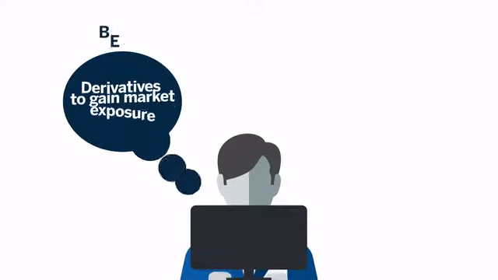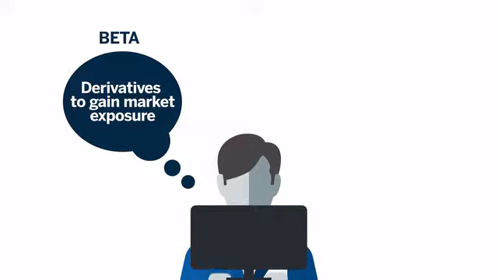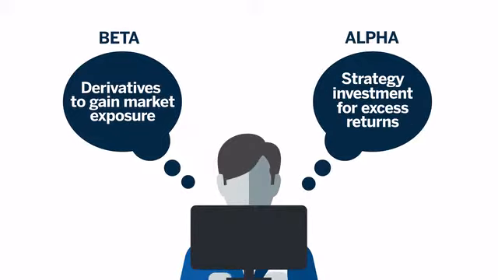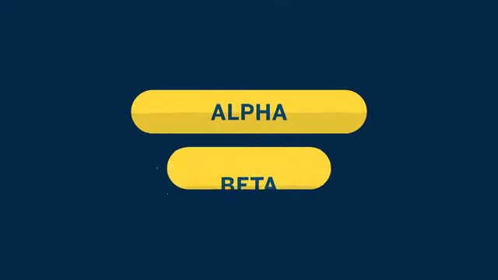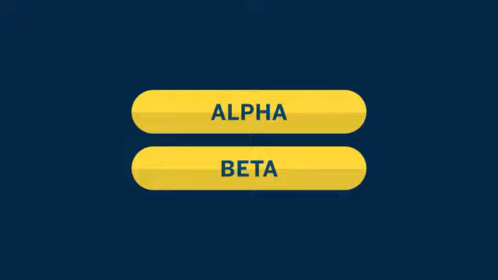Portable alpha is a strategy that uses derivatives to gain market exposure, or beta, coupled with an investment in a separate and distinct strategy designed to generate excess returns, or alpha. Portable alpha strategies with equities trace their beginnings back to the 1980s. Before we discuss portable alpha strategies, let's review both components separately, alpha and beta.